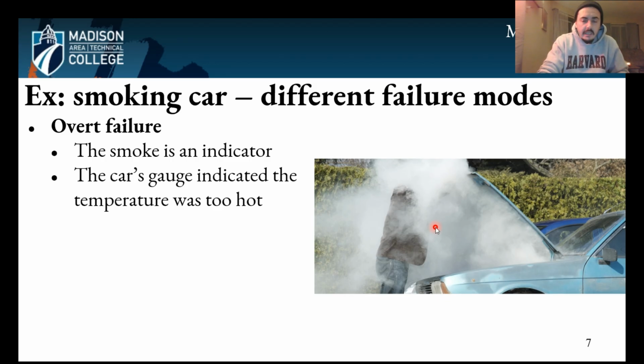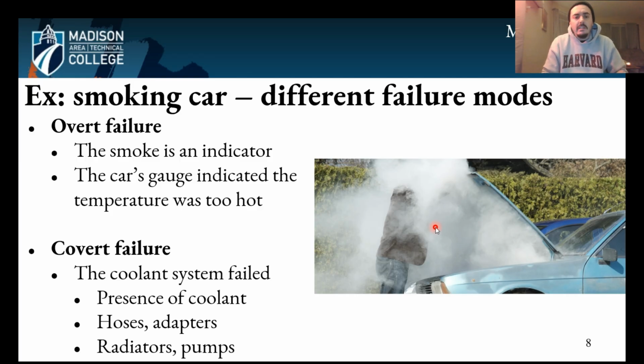Now, once I take it into the mechanic who actually knows what he's doing, he can investigate what actually happened. And this is the covert failure of the system. In this case, the coolant system failed. I wasn't getting coolant to where it needed to be. Something got very hot, and there are a few different reasons that could happen. The mechanic is going to logically troubleshoot this issue by going through these steps here.